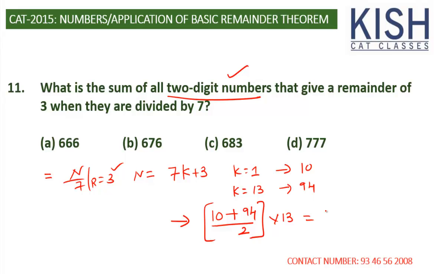No need to find every single term. In fact, all the numbers are in arithmetic progression and we can easily find the sum of 13 terms of an arithmetic progression. Or else you can directly say that first term plus last term divided by 2 is the average of the terms, into the number of terms. That's going to be 104 by 2 into 13. That's going to be 52 into 13. It's very simple. 676.